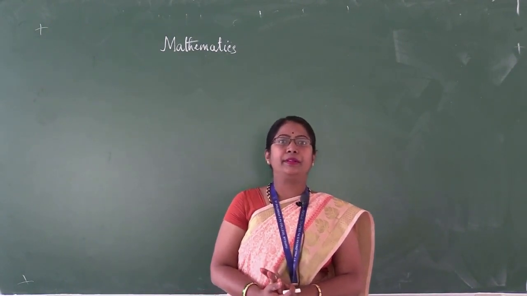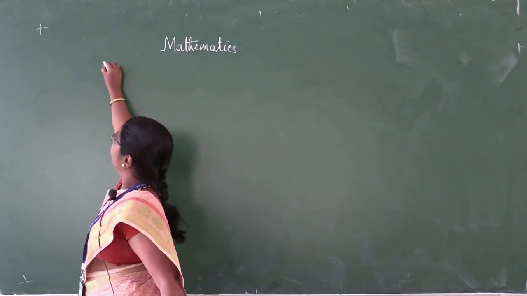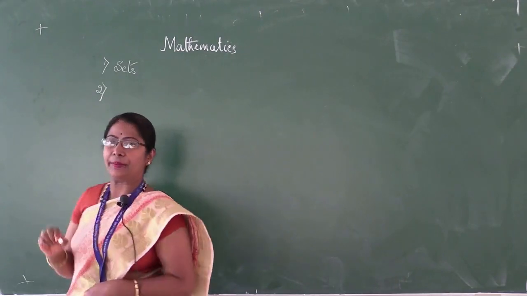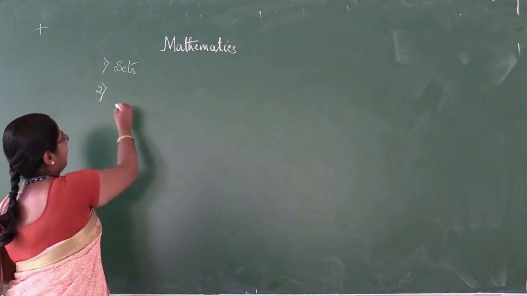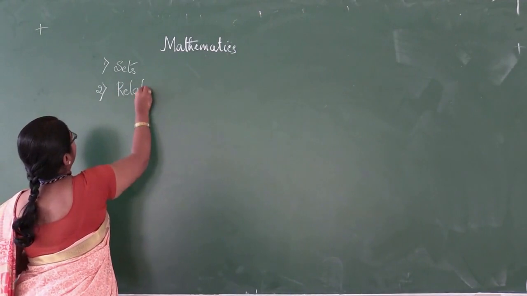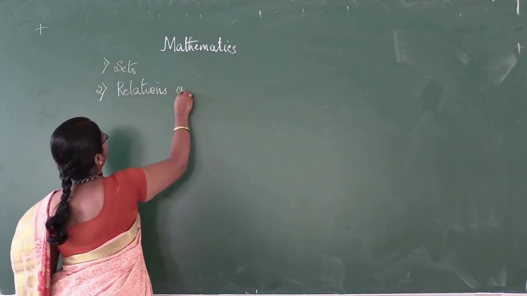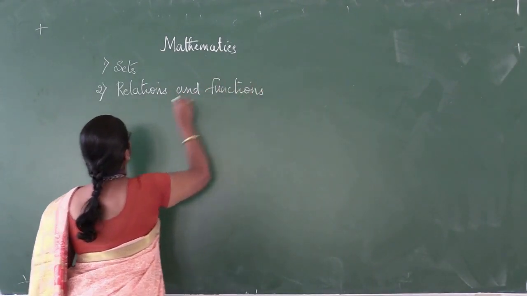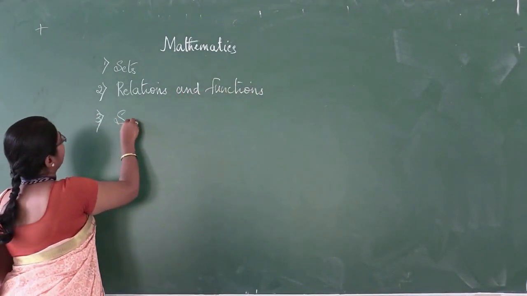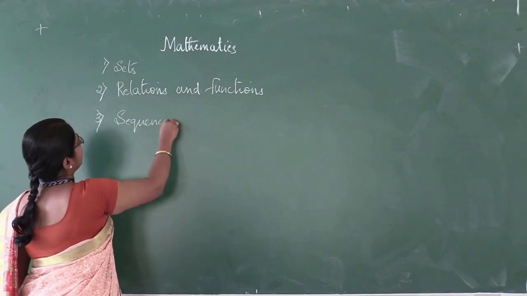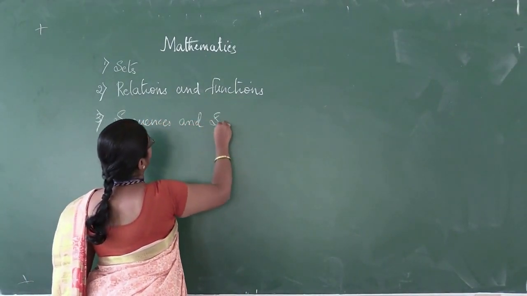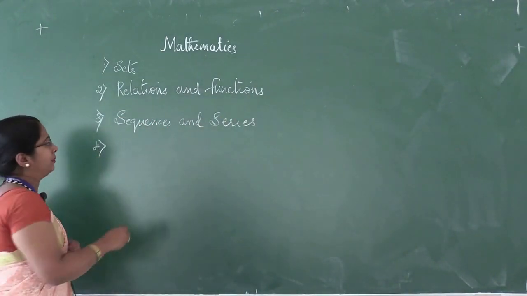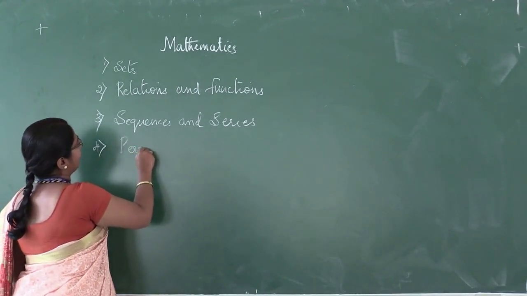The first chapter is sets. Second chapter is relations and functions. The third chapter being sequences and series. Fourth chapter being permutation and combination.